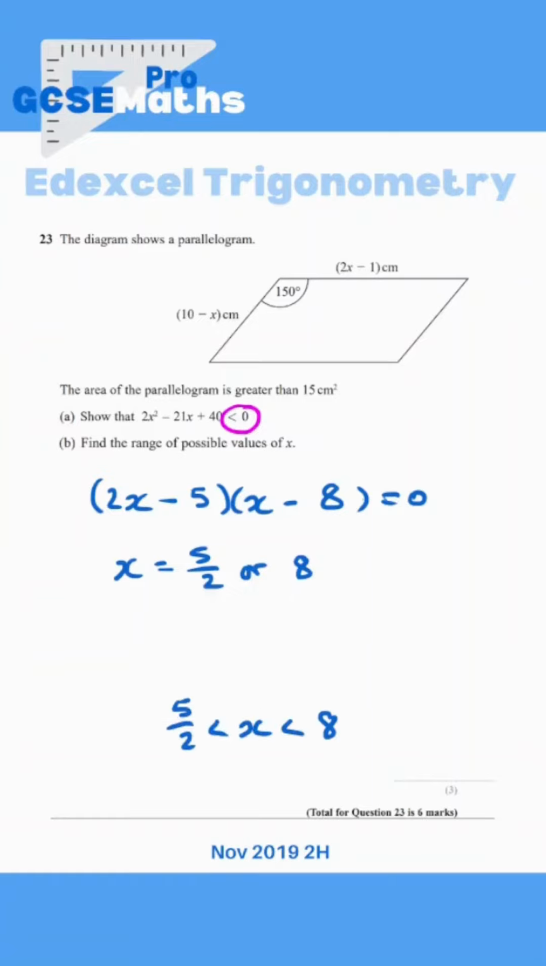x is between 5 over 2, which is 2.5, and 8. I would recommend double checking that if you were to substitute in both values to these two sides, they still come out as always positive. Otherwise, you might have to adjust one of the two values. In this case, they all still come out as positive, so it is absolutely fine to leave the answer as it is.